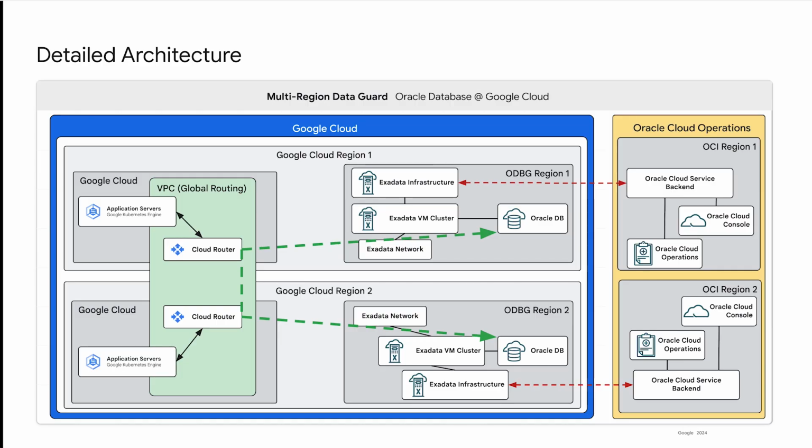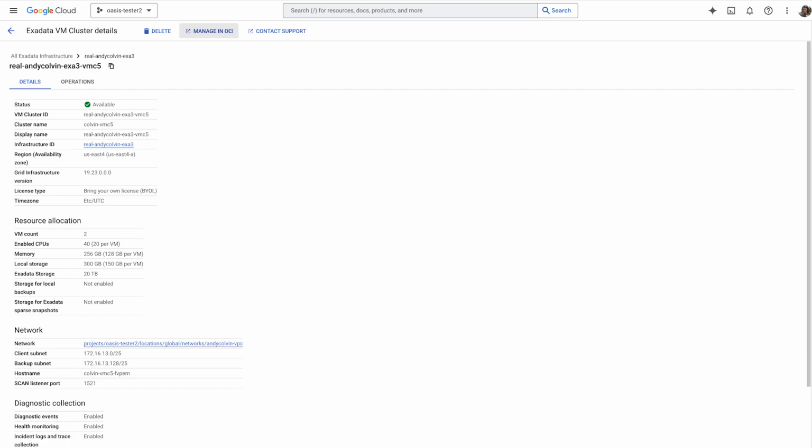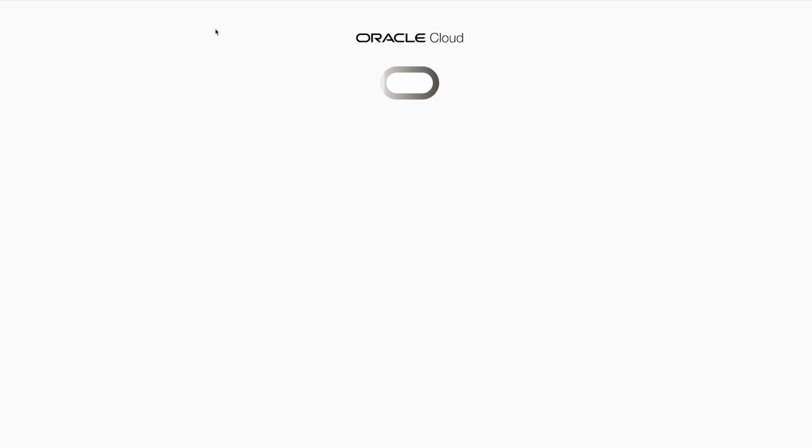We've already configured VM clusters in each region, as well as a primary database in Region 1. Let's take a look. In the Google Cloud Console, we see a VM cluster provisioned in the US East 4 region. Let's click to manage in OCI, which takes us directly to the resource page in the OCI console.